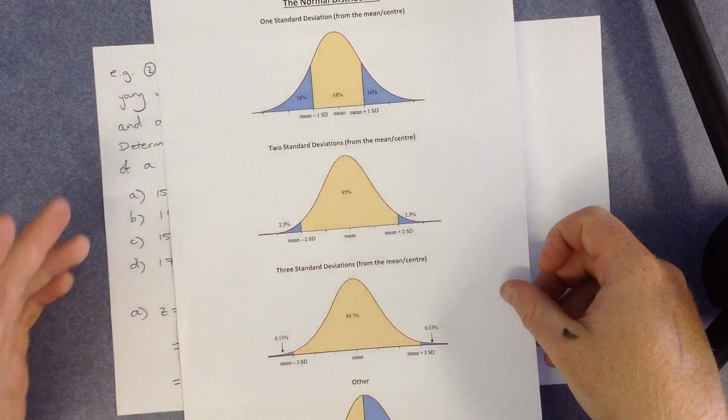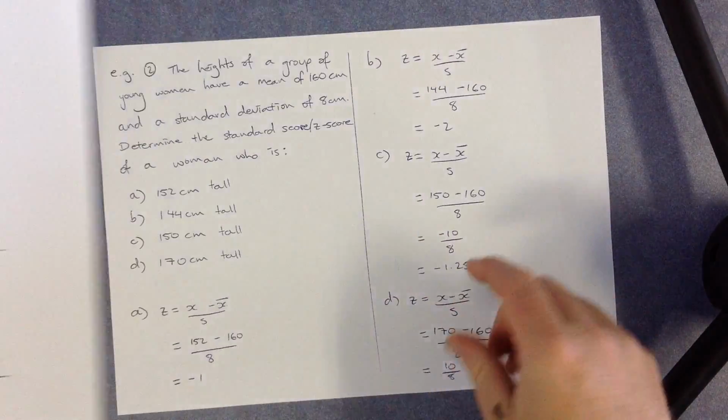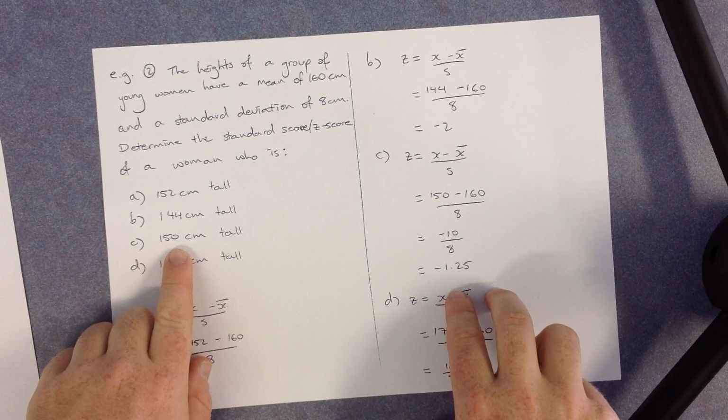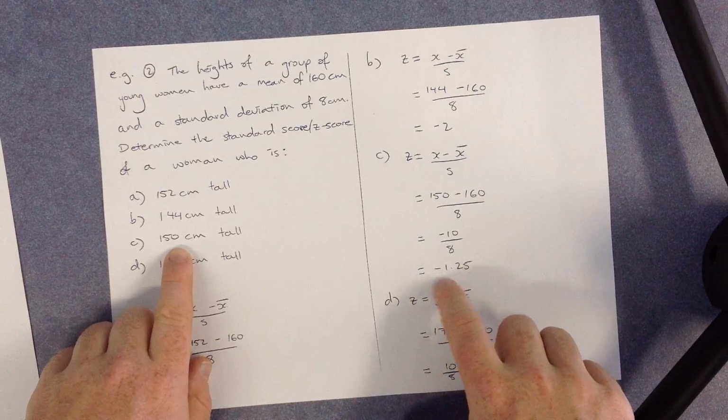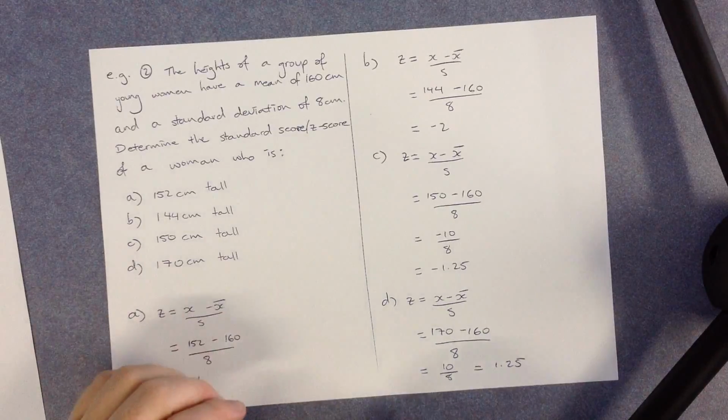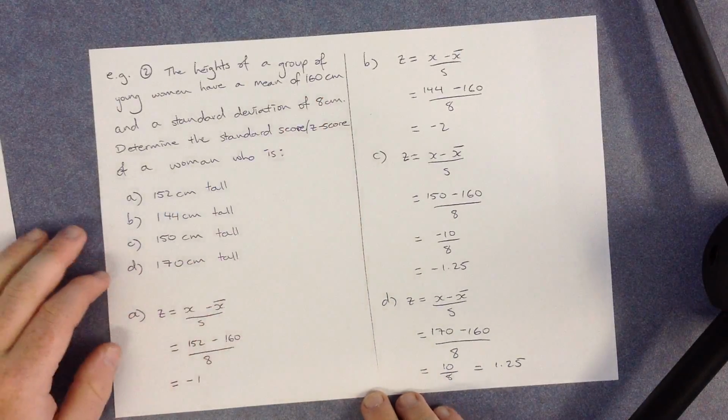It doesn't tell us any extra information like this does, but it still does tell us that someone who was 150 centimetres tall was 1.25 standard deviations below what the average person's height was. So the average person's height was 160.